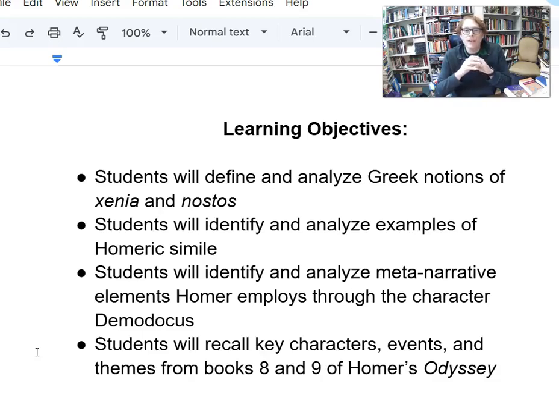We are going to also identify and analyze meta-narrative elements that Homer employs through the character of Demodocus and also through the character of Odysseus. So when I talk about meta-narrative, I'm talking about a story within a story. The ways in which the layering of, we've got a story being told by a storyteller within a story. When we get to Shakespeare, we'll see plays within a play as well. We see that in Midsummer Night's Dream, we see it in Hamlet, we see it elsewhere in Shakespeare too, right? Where these stories get embedded within one another, and it's a really, really cool narrative thing that Homer does in the Odyssey. And then students will recall key characters, events, and themes from books 8 and 9 of Homer's Odyssey.